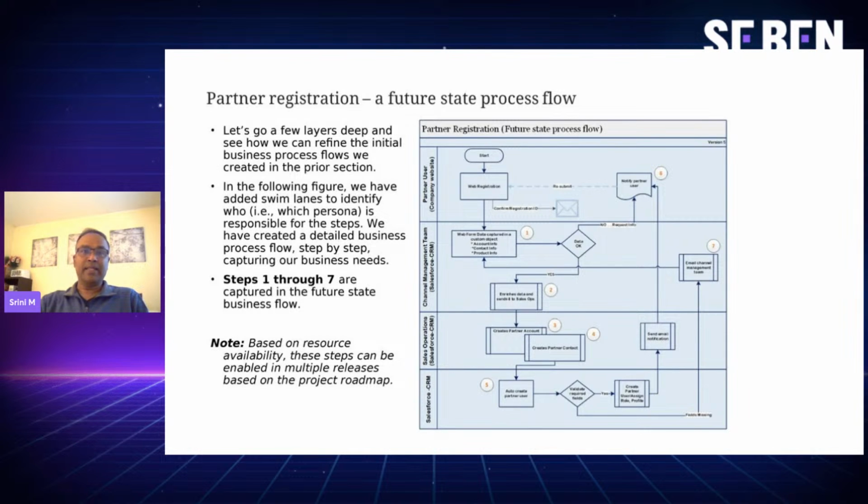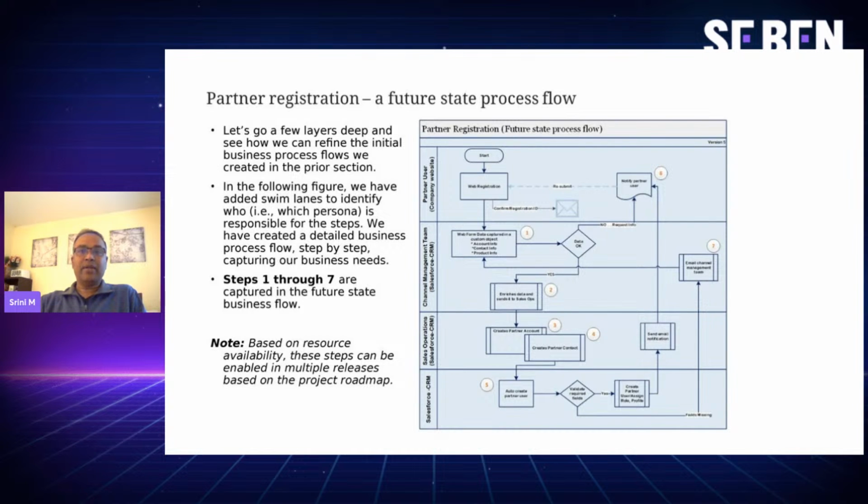I have the players here for what the partner user does. They're going to submit the web form with all the details: their company details, the account, what products they're interested in, and all. Once they submit it, it is going to send a notification with the ID so that in future, if they want to refer back to the registration, they can always refer back. And the web form has a lot of information: their company information, their contact information, the product information, and all.